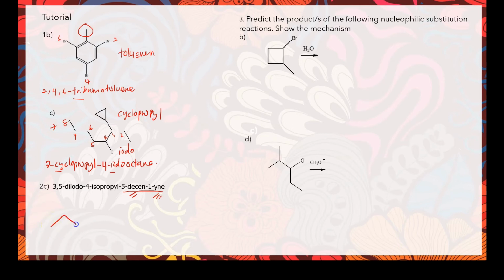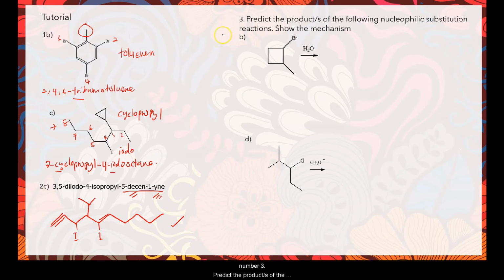1, 2, 3, 4, 5, 6, 7, 8, 9, and 10. Carbon number 1 contains the triple bond, and carbon number 5, counting 1, 2, 3, 4, 5, consists of the double bond. Then we look into the substituents. At carbon number 3, counting 1, 2, 3, you got iodo, and carbon number 5, iodo, and carbon number 4, counting 1, 2, 3, 4, you got isopropyl. So this is the compound for this question.